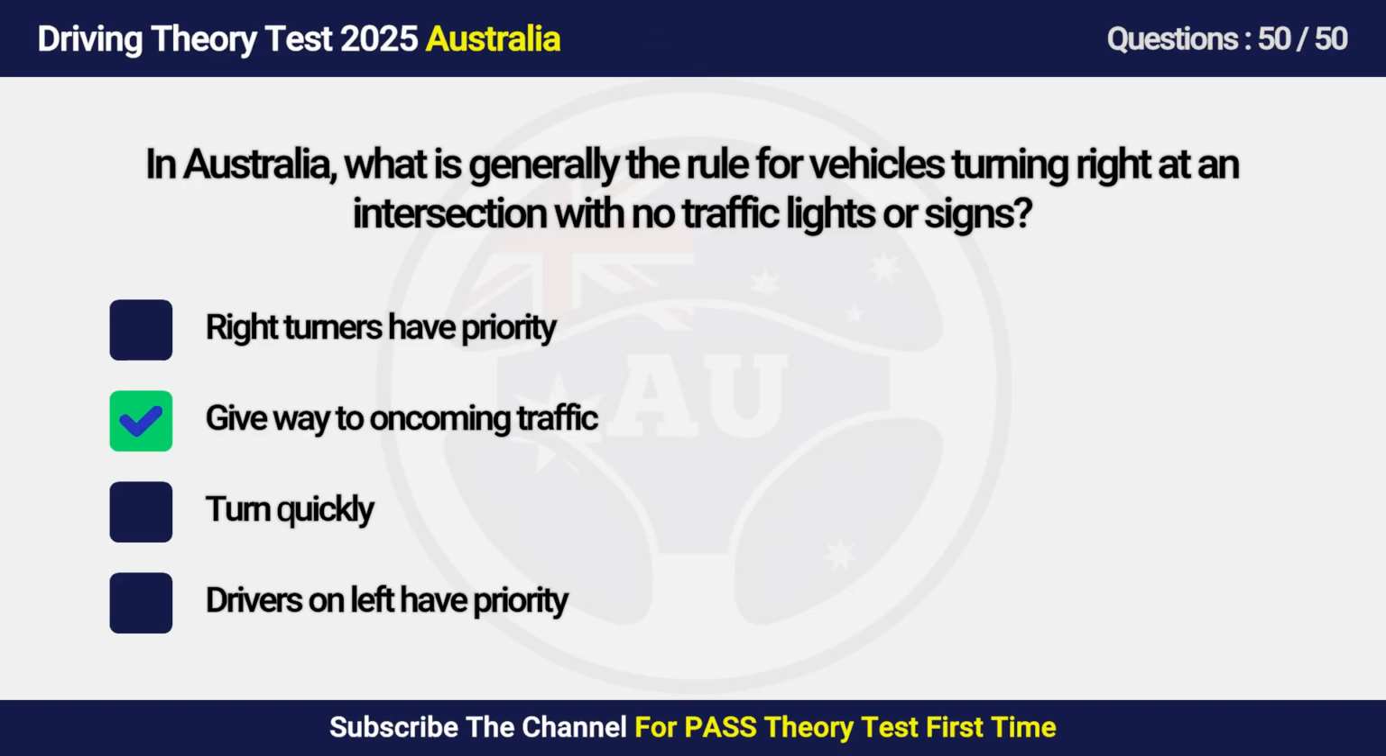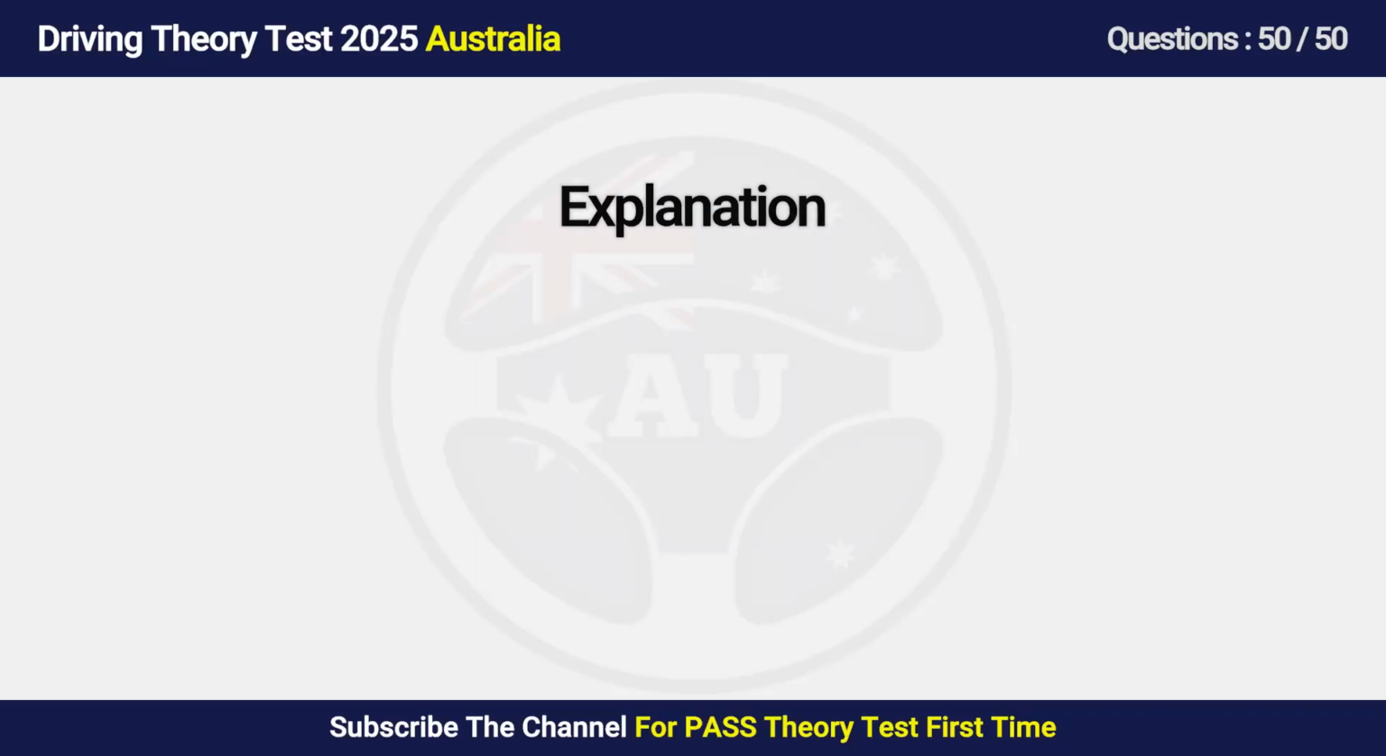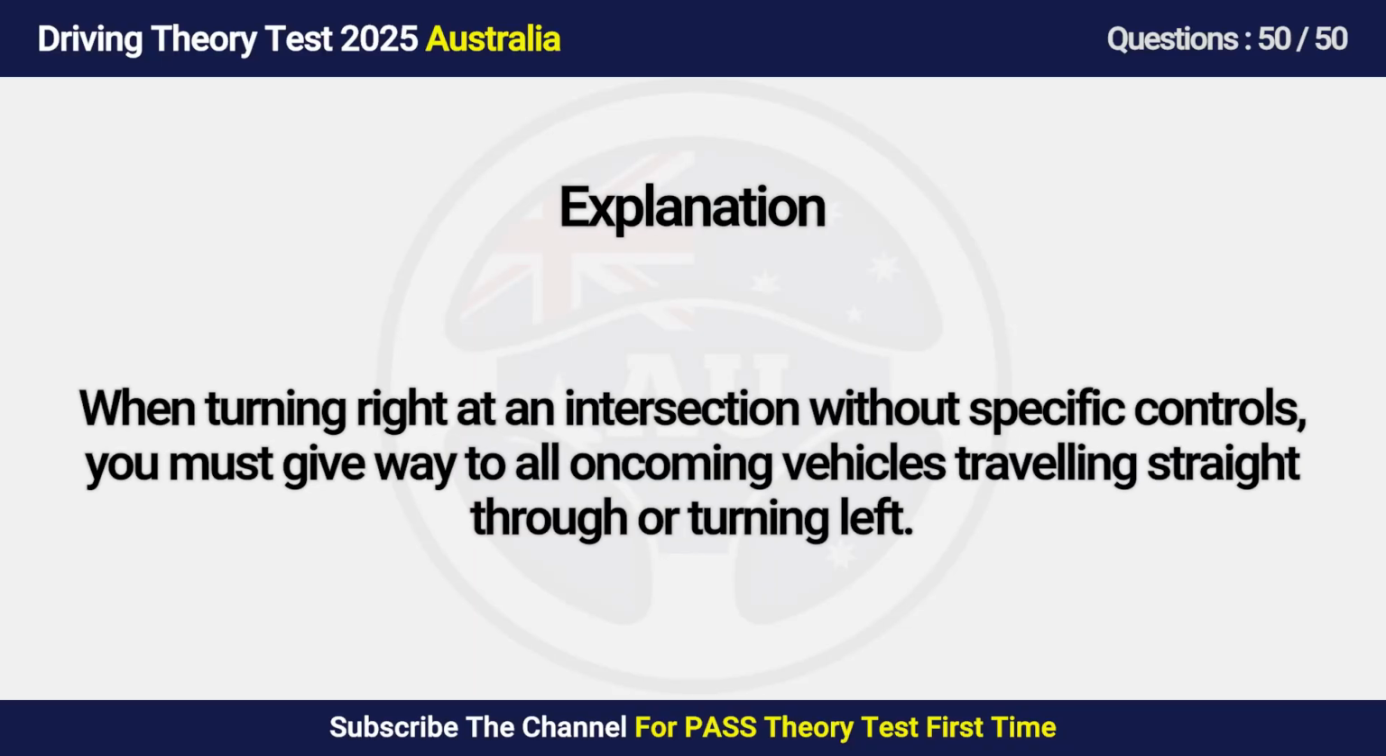Answer is B. Give way to oncoming traffic. When turning right at an intersection without specific controls, you must give way to all oncoming vehicles traveling straight through or turning left.